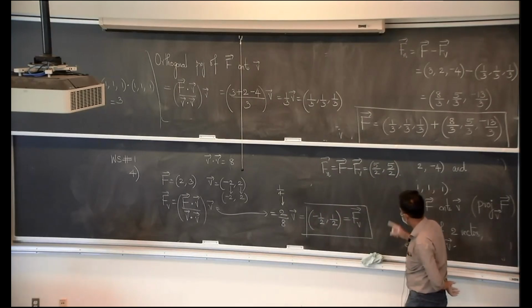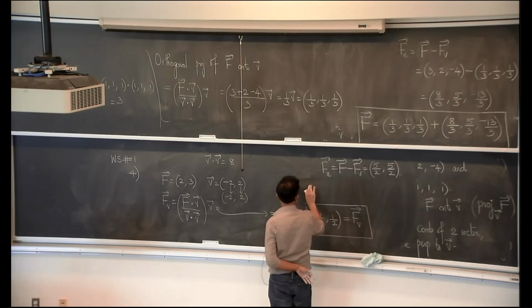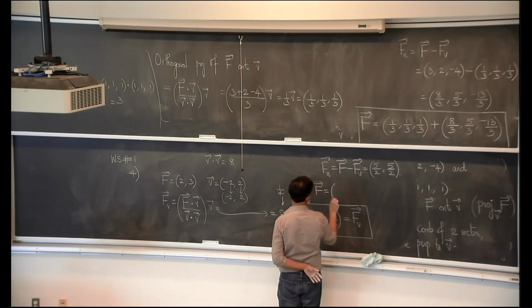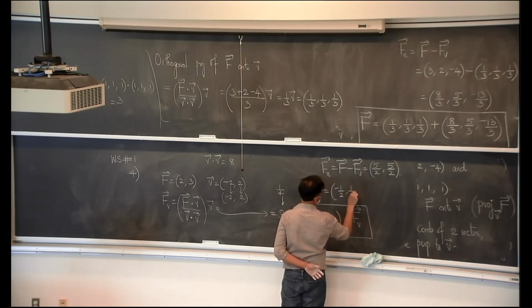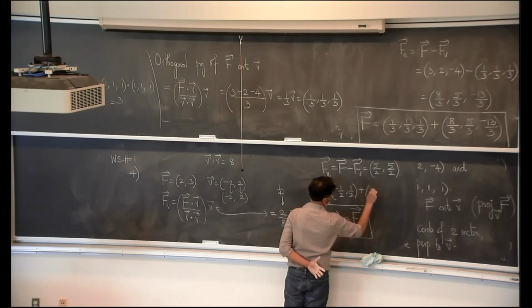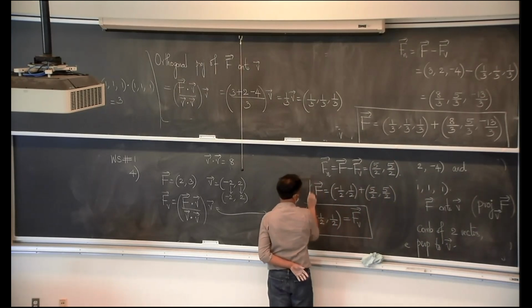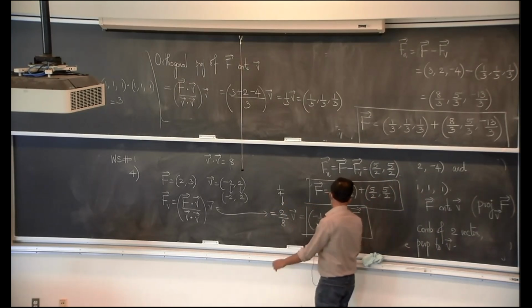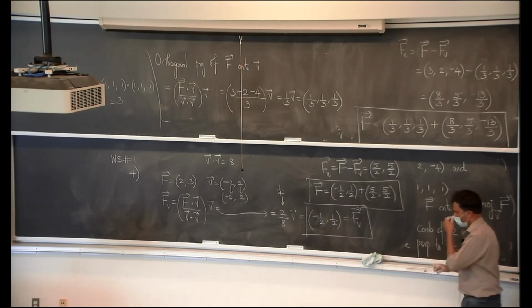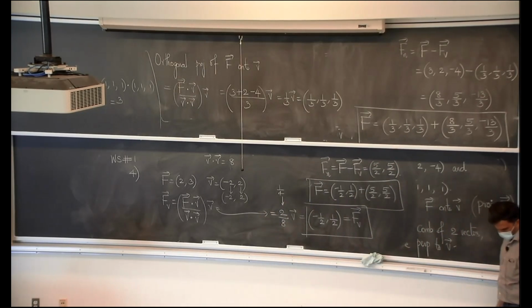At the end of the day, when you add those two vectors, you should get your F back, right? So F, which is 2, 3, is equal to -1/2 plus 5/2, 5/2. That is the decomposition of F into two components, one which is parallel to V, the other one being perpendicular to V.